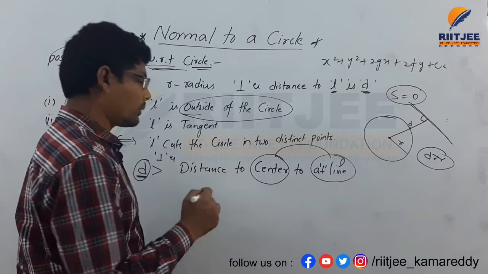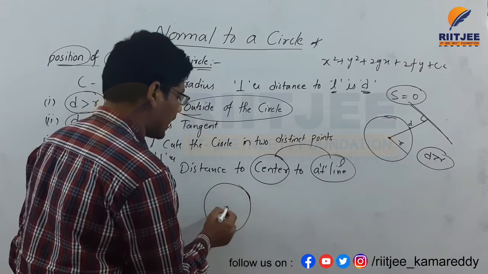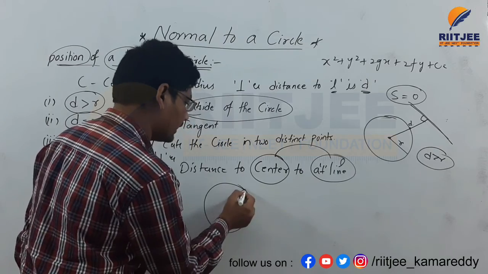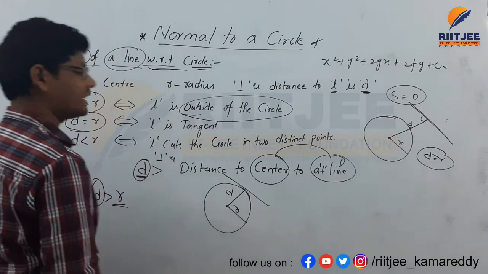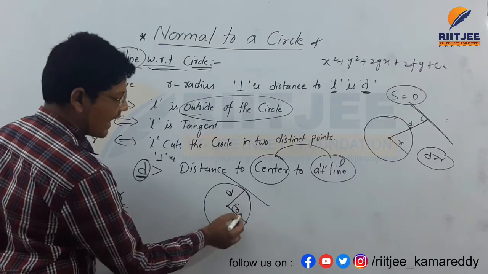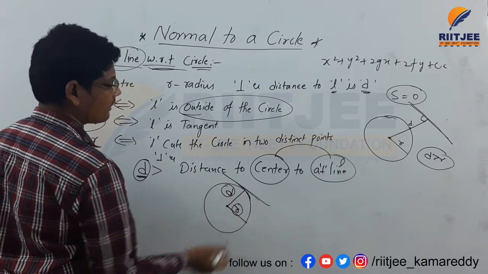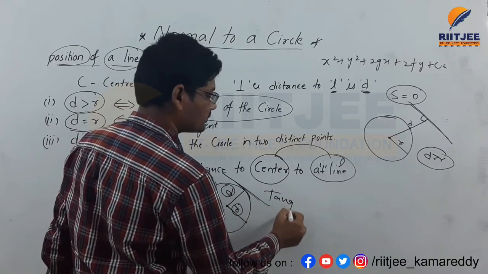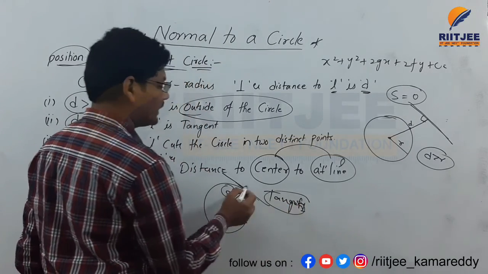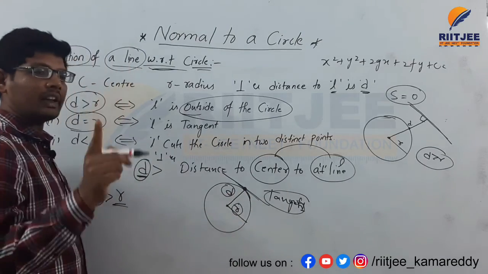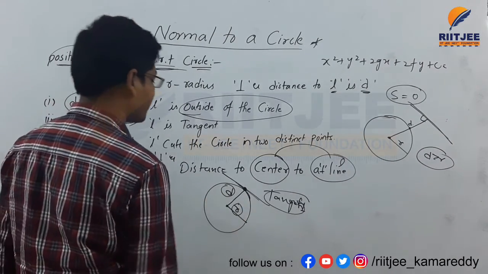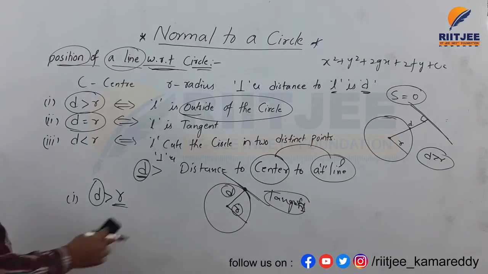And the second condition, D is equal to R. If D and R both are equal, this is R, and the distance to the line is also the same. The distance to the line and this R both are equal, then that line is called a tangent line. Why? Because this line touches the circle at only one point, that is called a tangent of a circle at the point of contact. This is all about the second case.